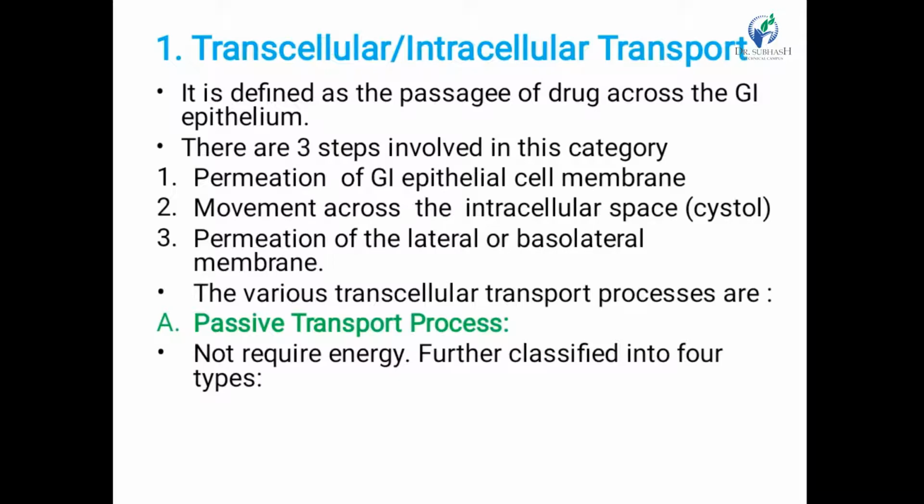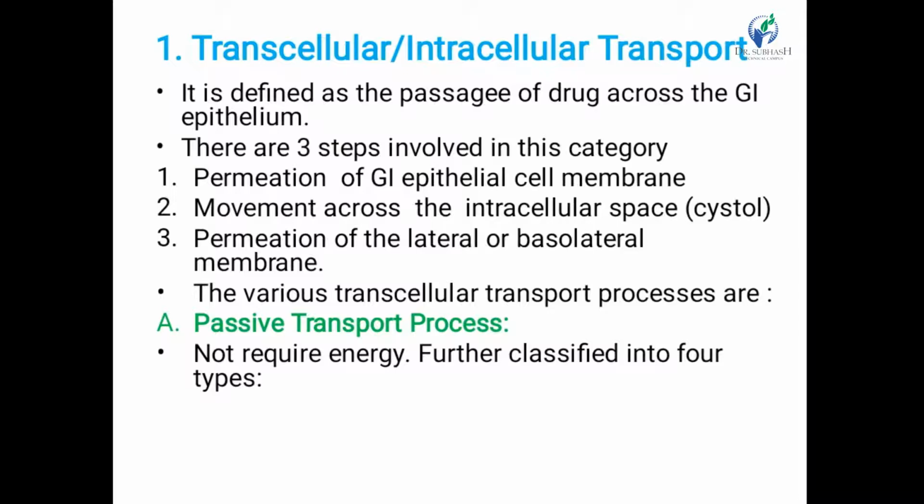Now first is transcellular or intracellular transport. It is defined as the passage of drug across the GI epithelium. There are three steps involved in this category. First is permeation of the GI epithelial cell membrane. Second is movement across the intracellular space. And third is permeation of the lateral or basolateral membrane. Now, the various transcellular transport processes: first is the passive transport process.